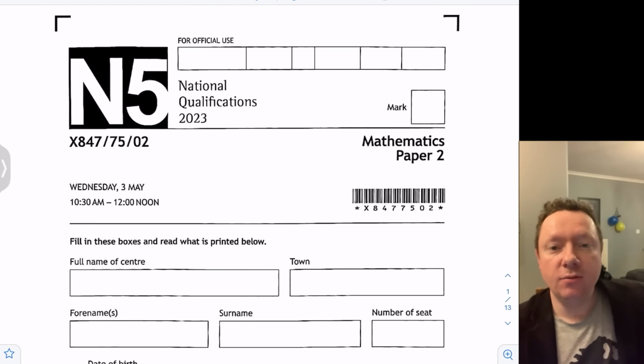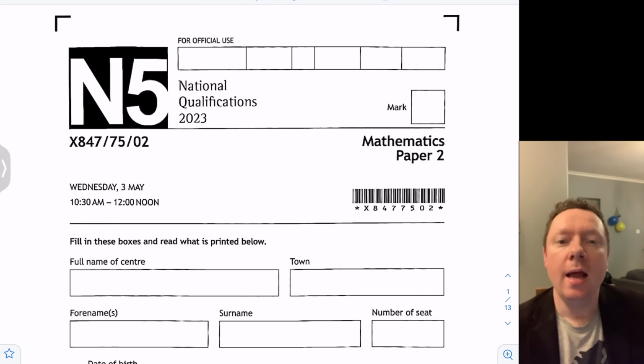SQA National 5 Maths 2023 Paper 2, the whole exam solutions. Let's get straight into it.